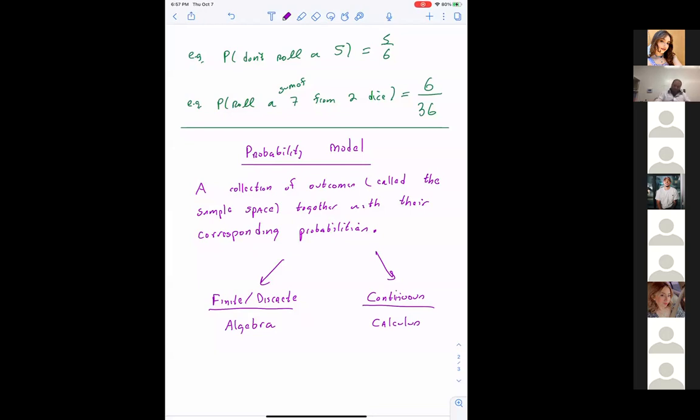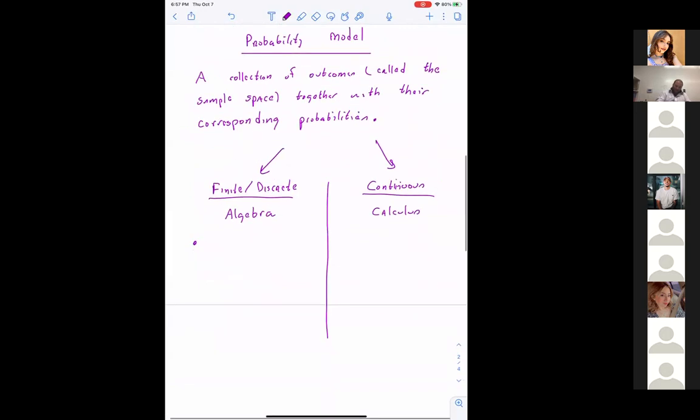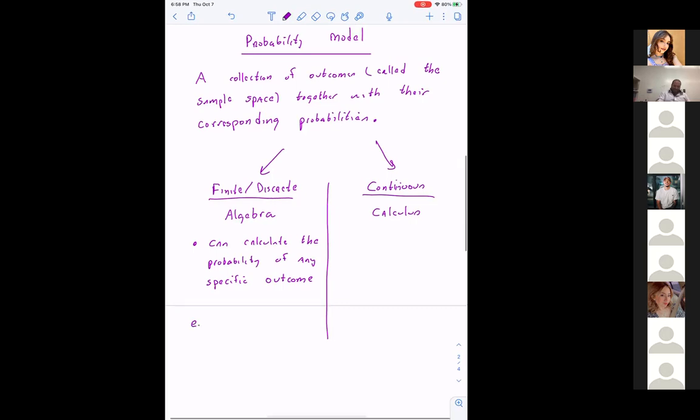For finite and discrete, you can calculate the probability of any specific outcome. For example, if I roll a die, what's the probability of getting a 6 or a 5? It's 1 out of 6. I can calculate that.